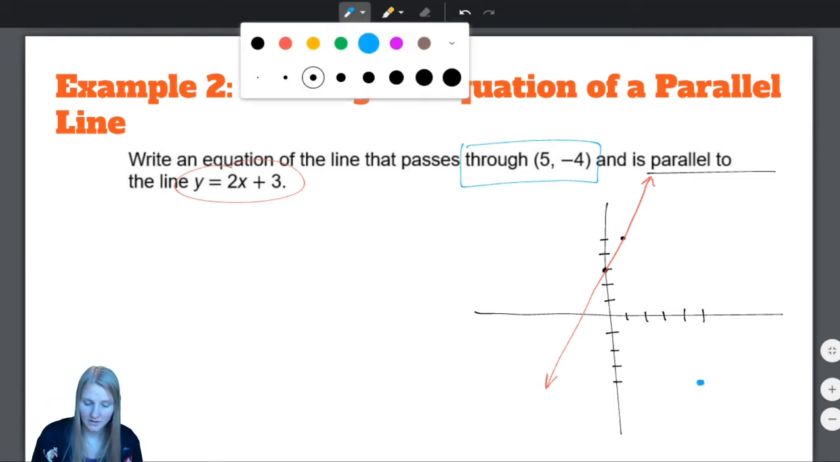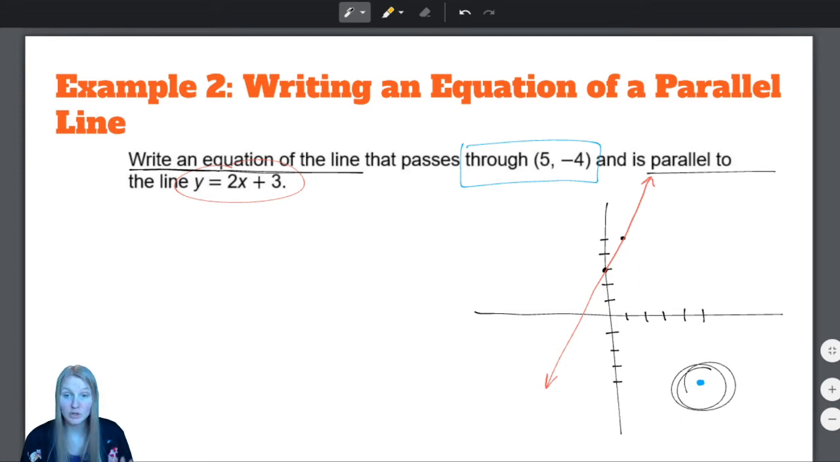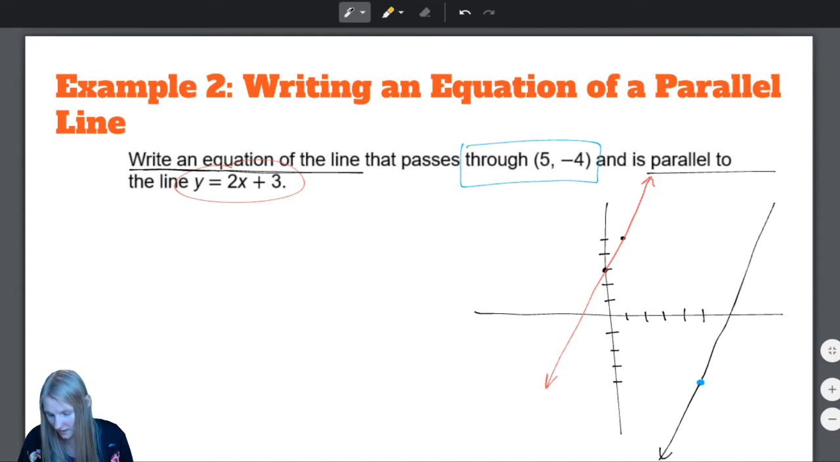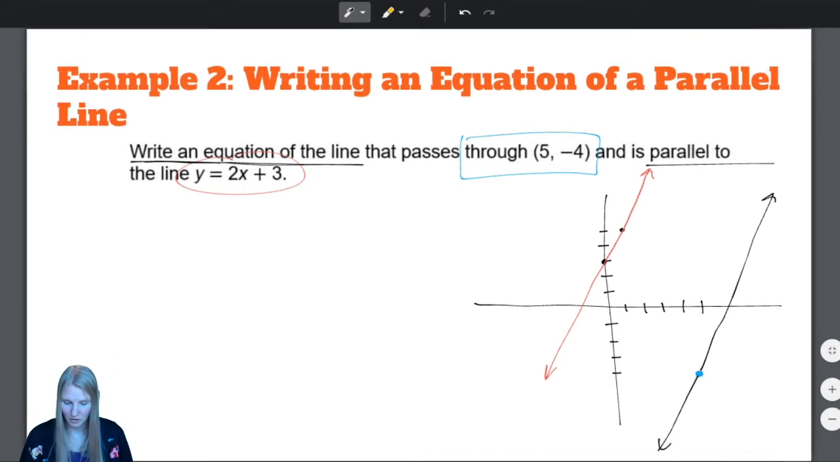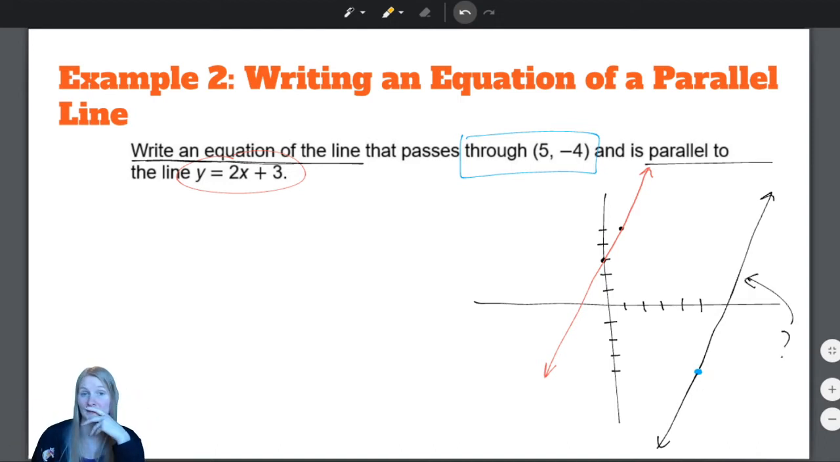We want to write an equation of the line that goes through the blue point and is parallel to the red line. So, something like that. The line should look something like that. We want it to be exactly parallel to the red line, and we want it to go through the blue point. So, what is the equation of this line?